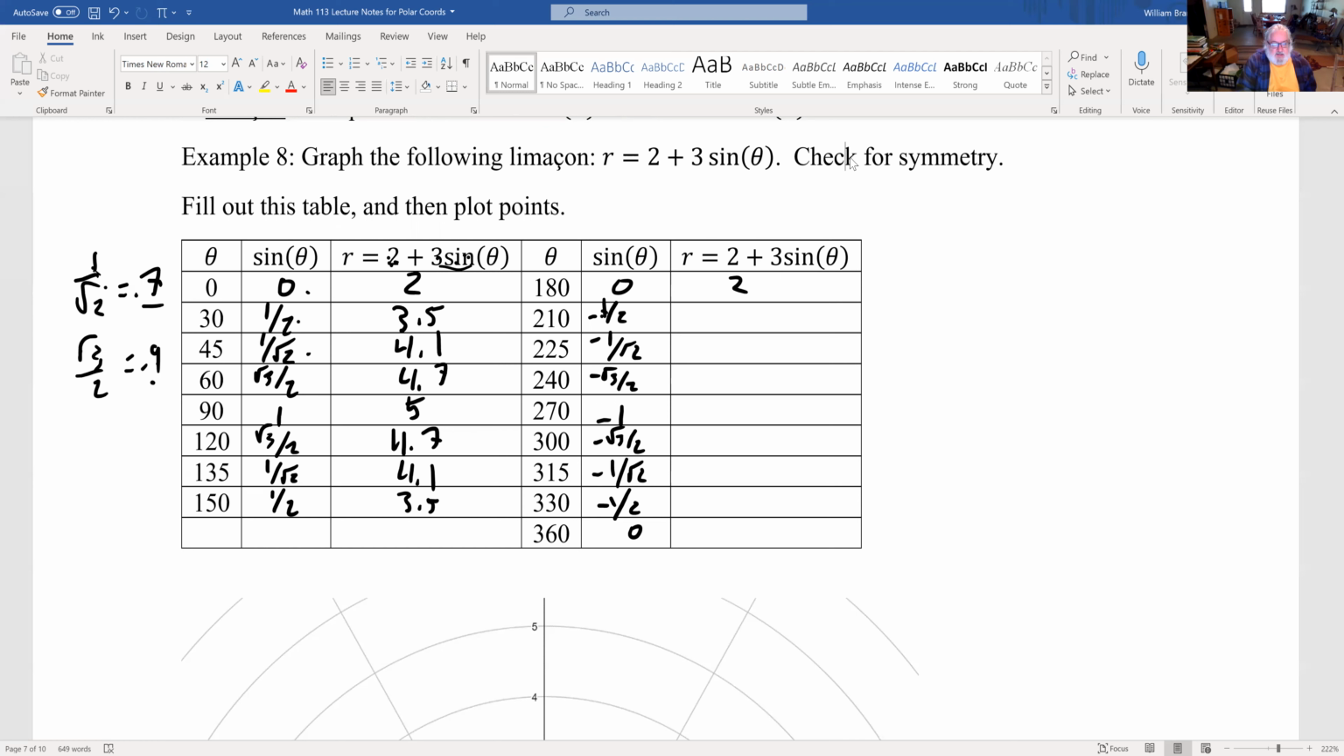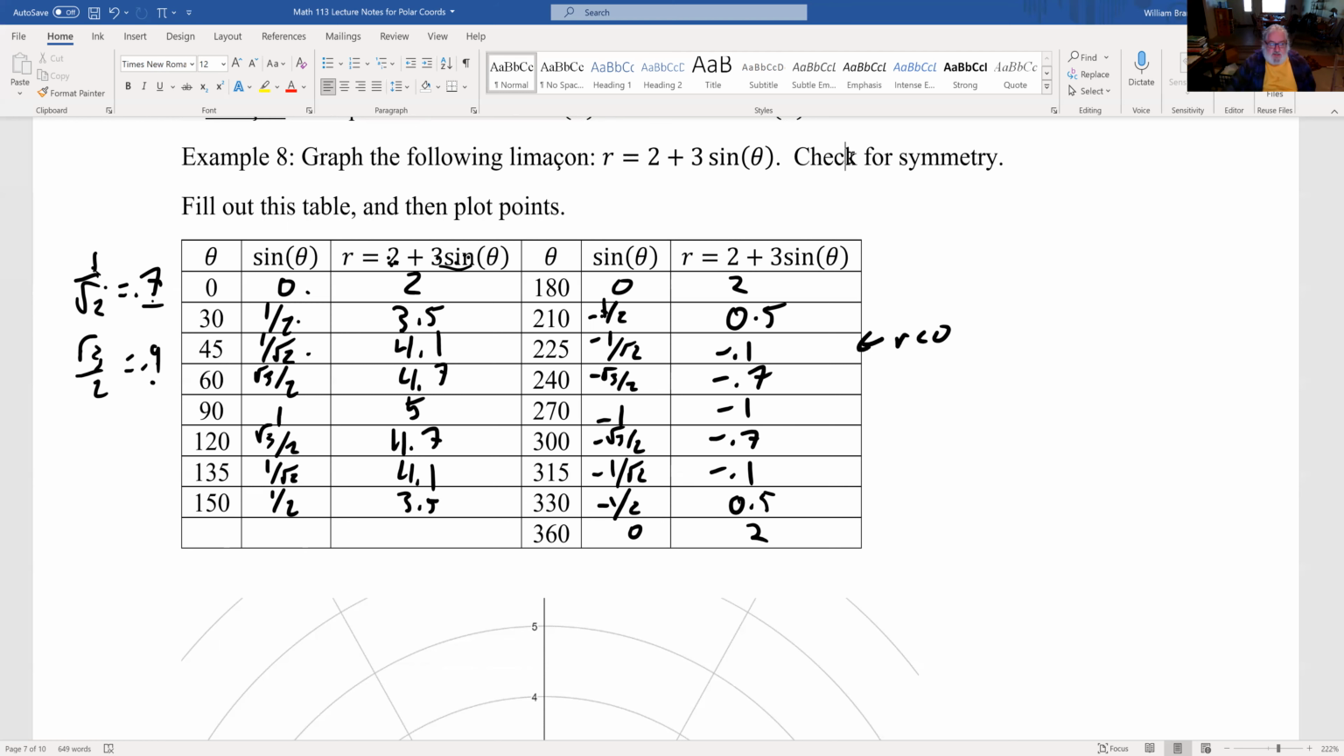Okay, so when theta is 210, sine theta is minus 1/2. So this is 2 minus 3/2, so that's 0.5. Minus 1 over root 2 is about minus 0.7. 3 times minus 0.7 is minus 2.1. So this is minus 0.1. Note that we have negative r, so we're going to have to be careful about that. Minus root 3 over 2 times 3 is minus 2.7. Minus 3 plus 2 is minus 1. And then we go back up.